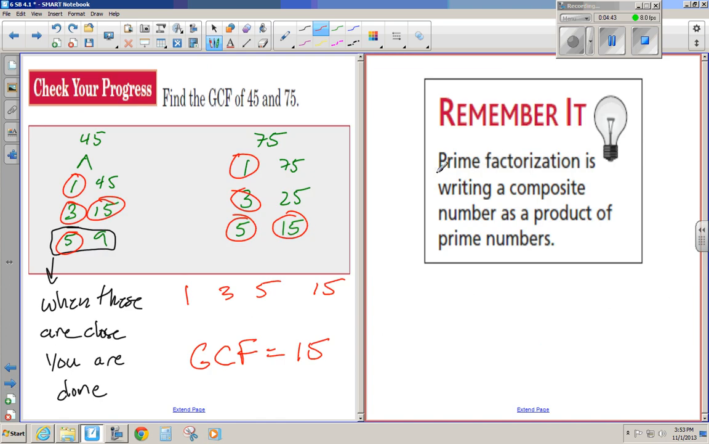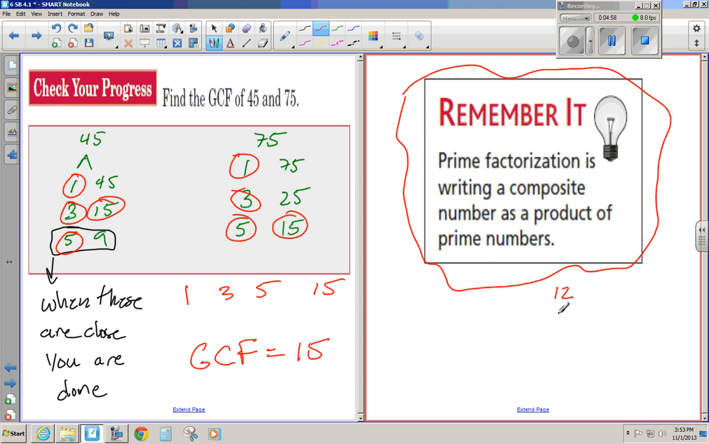All right. Remember, this is something from earlier on. Remember that prime factorization is writing a composite number as a product of prime numbers. So remember that 12 is 2 times 6, 2 times 3. So my prime factorization is 2 times 2 times 3.